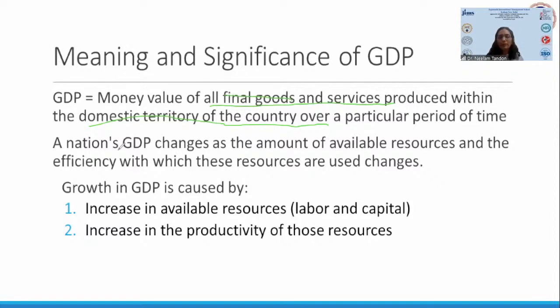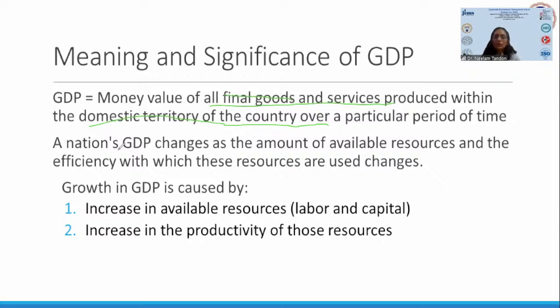What is GDP? GDP is money value. GDP means production. The fulcrum is production. Production of what? Goods and services. Which goods and services? Final goods and services. Why final goods and services? Because if you take intermediary goods and services, it will lead to double counting. So you cannot take intermediate goods. So we do not take intermediate goods. That is one.